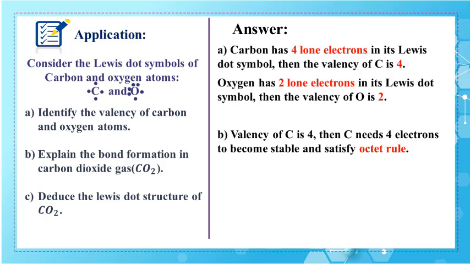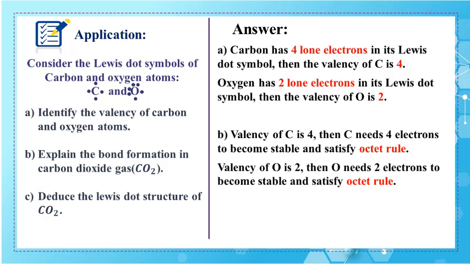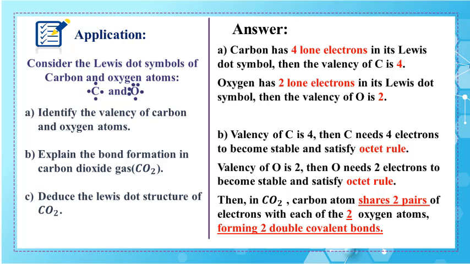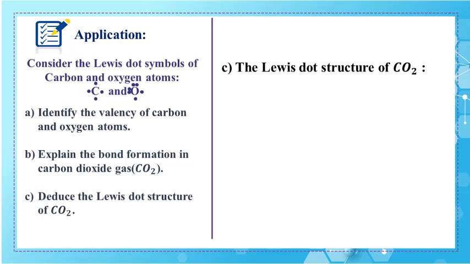In explaining the bond formation in carbon dioxide, we say that the valency of carbon is 4, then carbon needs 4 electrons to become stable and satisfy octet rule. The valency of oxygen is 2, then oxygen needs 2 electrons to become stable and satisfy octet rule, which is stability with 8 electrons. Then, in CO2, carbon atom shares 2 pairs of electrons with each of the 2 oxygen atoms, forming 2 double covalent bonds. And here is the Lewis dot structure of CO2.